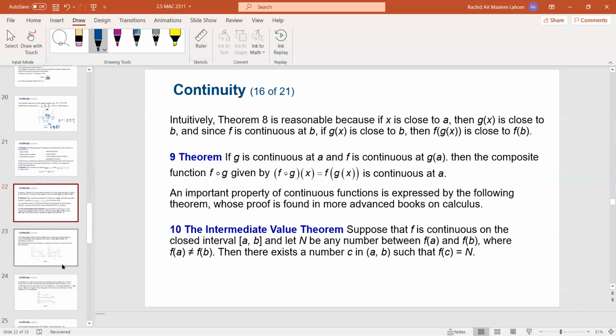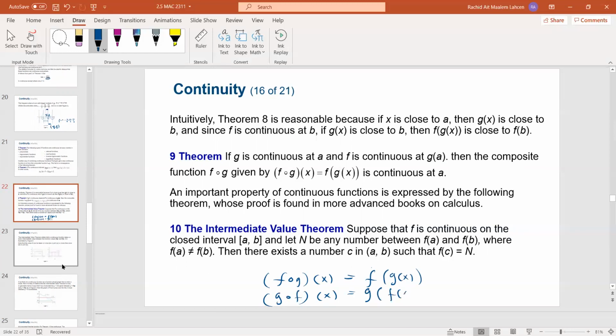Also, the composition is also interesting. If G is continuous at A and F is continuous at G of A, then the composite function, F composed with G, which also means substitution, is also continuous at A. As a review from trig and algebra, F composed with G means in order, G is substituted into F. So if G is continuous at A and F is continuous at G of A, then the composition is continuous at A.